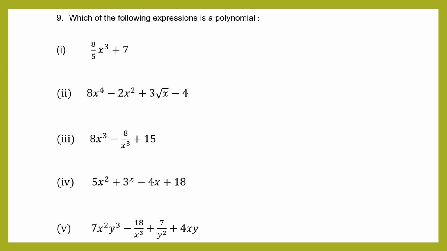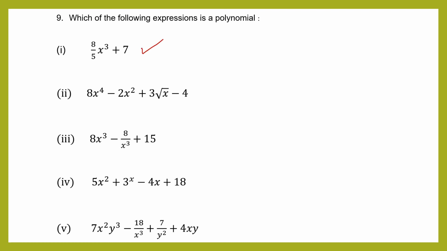Which of the following expressions is a polynomial? Now you need to be careful here to find out which is a polynomial. You have to look at the powers. The power of every polynomial should be a whole number. Okay, so you have variables, and here we have x to the power of 3, and 3 is a whole number. So this is a polynomial.